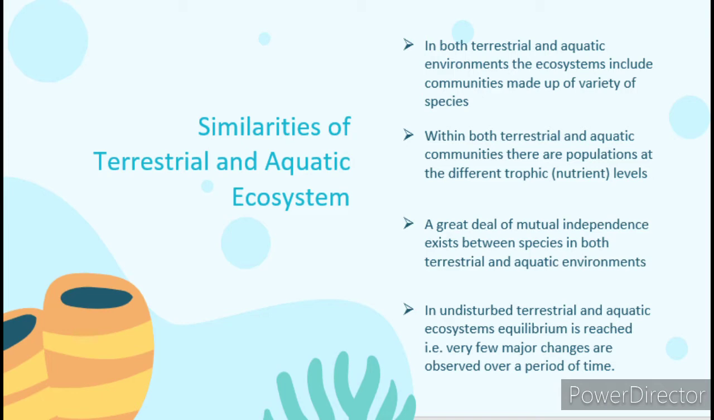Bawat ecosystem, meron silang iba't ibang uri ng hayop. Halimbawa ay sa aquatic ecosystem, 'di ba maraming uri ng isda doon. May whale, merong bangus, merong tilapia. Maraming iba't ibang uri ng hayop, mapa-aquatic man o terrestrial. Doon sila nagkakaparehas. So number 2, within both terrestrial and aquatic communities, there are populations at different trophic nutrient levels. So, ang iba't ibang hayop, mapa-aquatic man o terrestrial, ay nabibilang sa iba't ibang trophic levels.